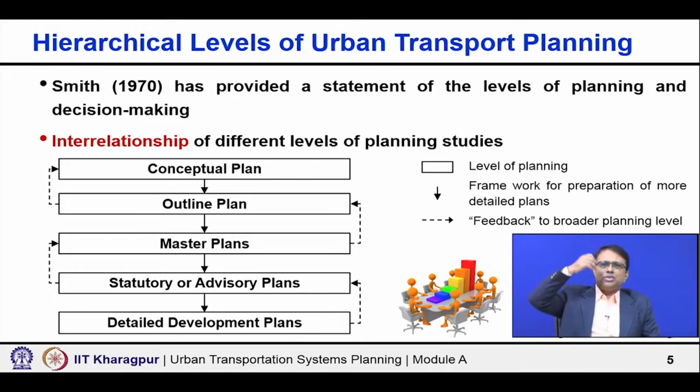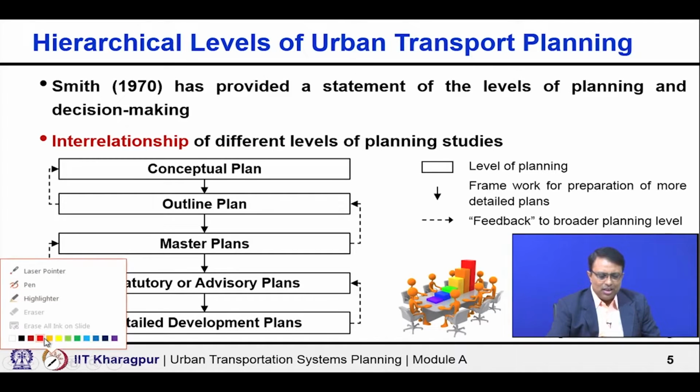The very broad, the bigger umbrella, is basically the conceptual plan. That is the bigger umbrella to start with. Then the next level is the outline plan, then further details, master plans, then going even smaller and much more detailed is the statutory or advisory plans, and finally, the detailed development plan. So, these are all the 5 levels, and if you see, each level is actually linked with the next level.